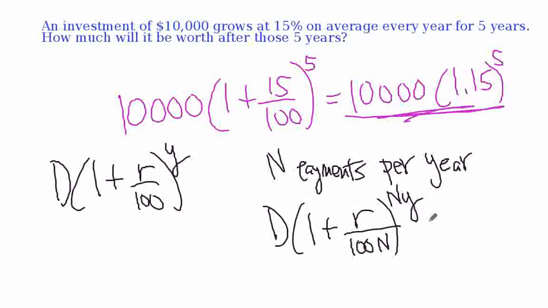That is the equation for different types of compounding. So if it was compounded monthly, N would be 12. If it was compounded biannually, every 6 months, N would be 2. If it was compounded daily, N would be 365. So write that equation down and let's use it in an example.